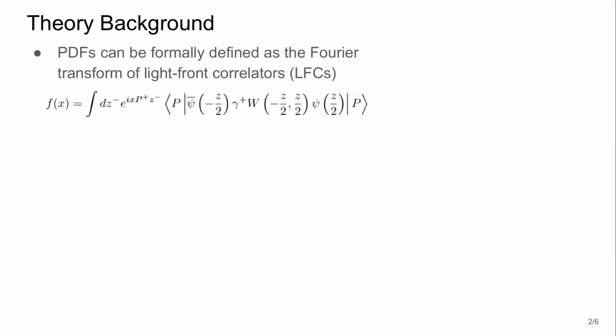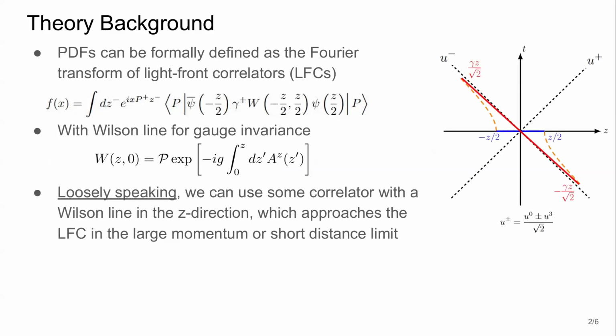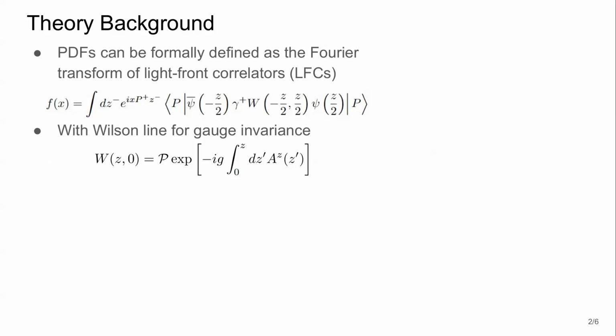So I hope from the lectures this week that you took away maybe this definition of the PDF. You can define the PDF as the Fourier transform of this type of light front correlator here with separation along the light cone direction z minus. And there's a Wilson line for gauge invariance.